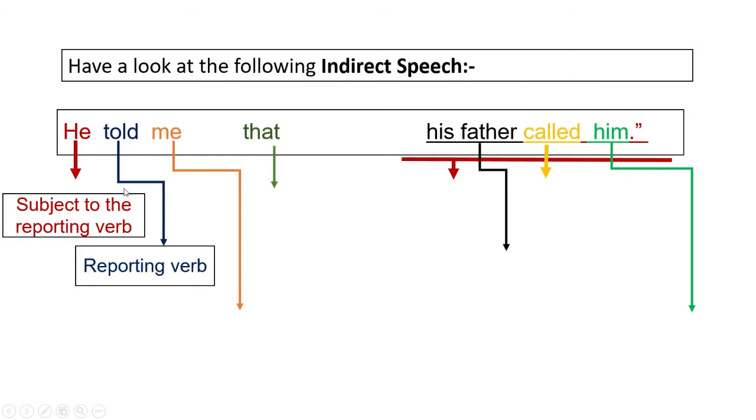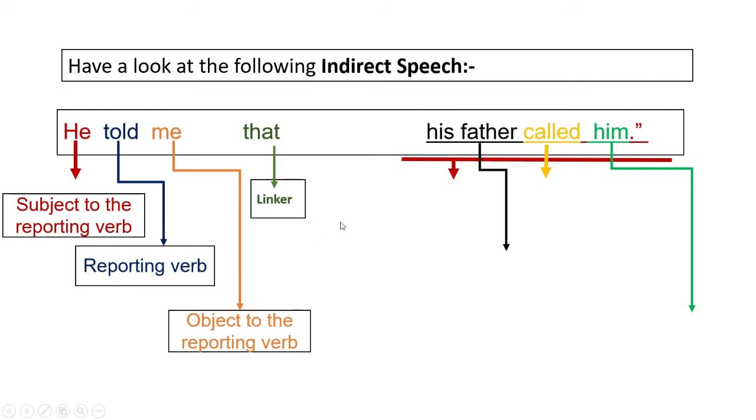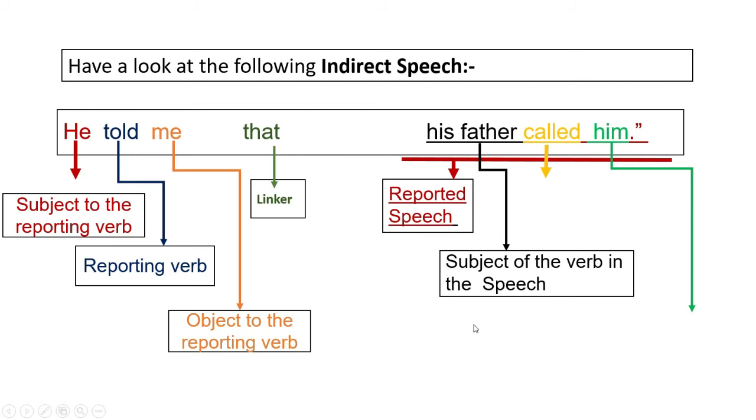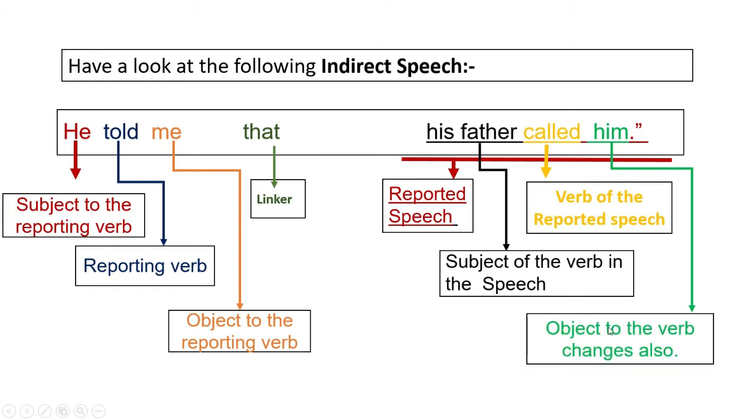Told is the reporting verb. Me is the object to the reporting verb. That is used as a linker. And the whole sentence is reported speech. His father called him: his father is the subject of the verb in speech, called is the verb of the reported speech, and him is the object to the verb. It changes also.